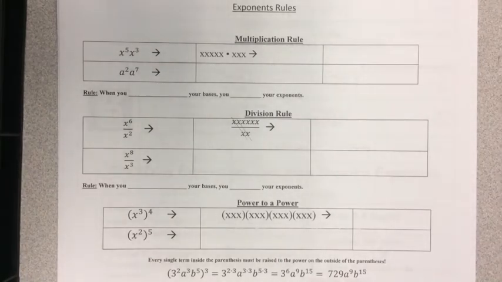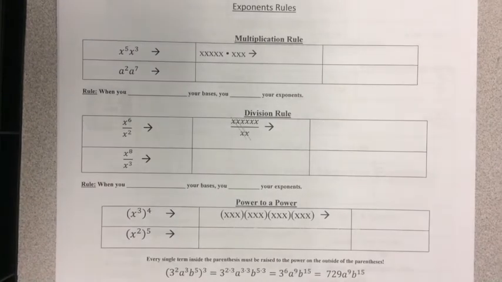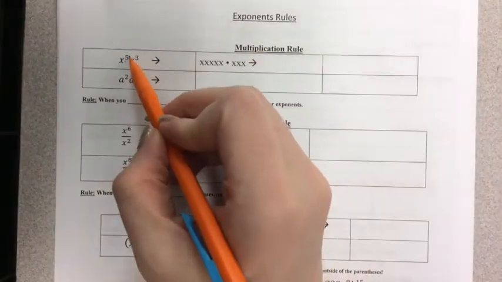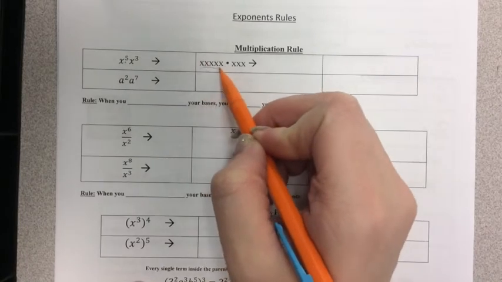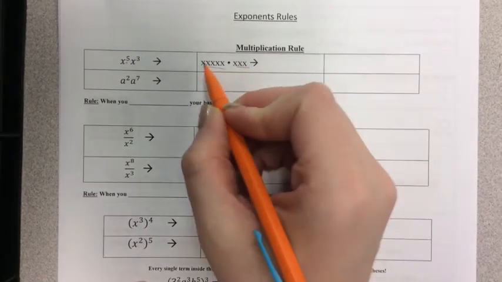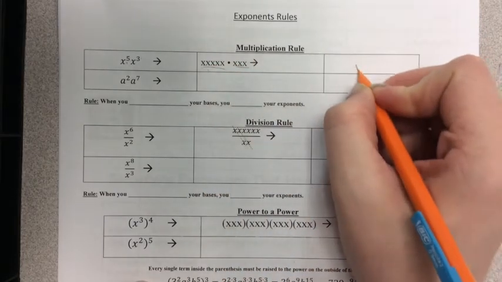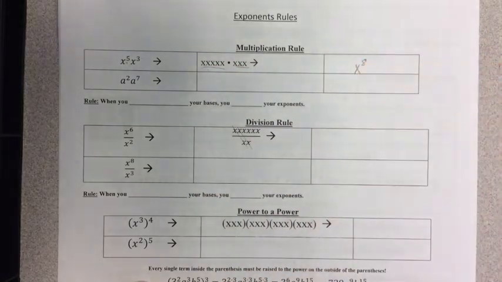Today we're going to be looking at a few different exponent rules. So the first one is called the multiplication rule. So we have x to the fifth, x to the third written out, so 5 x's and 3 x's. 1, 2, 3, 4, 5, 6, 7, 8, giving us a total of 8 x's, or x to the 8.